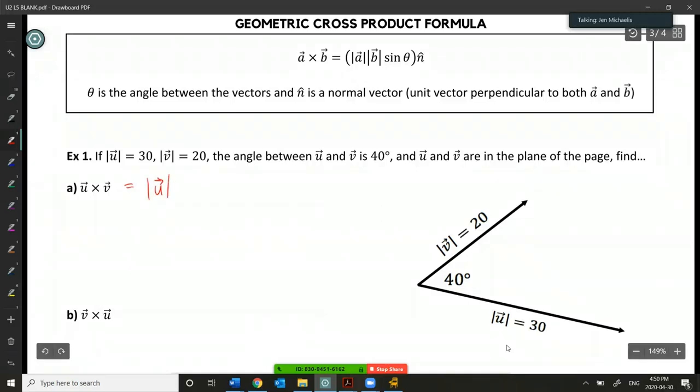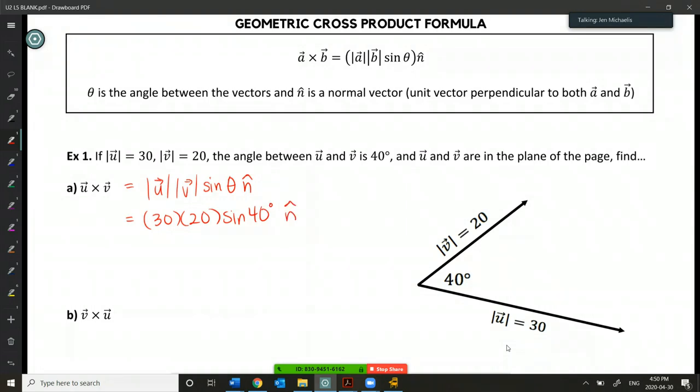So if I do u cross v, I want to do magnitude of u times the magnitude of v times the sine of theta, and I'm going to put that normal vector there. So we're going to get 30 times 20 times the sine of 40, and we're going to keep that normal vector there. If you're following along with your calculator, just make sure you're in degree mode, and you should get 385.67 units. And this part is the direction part.